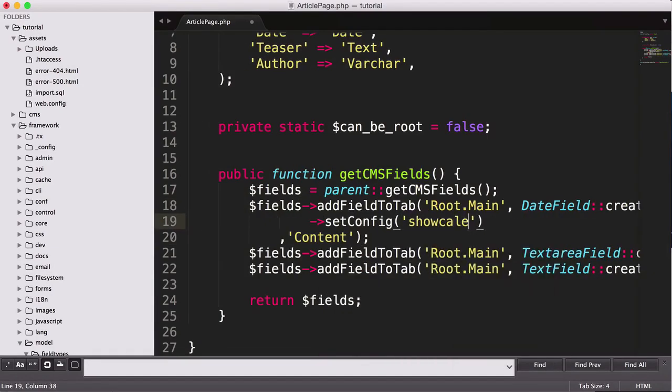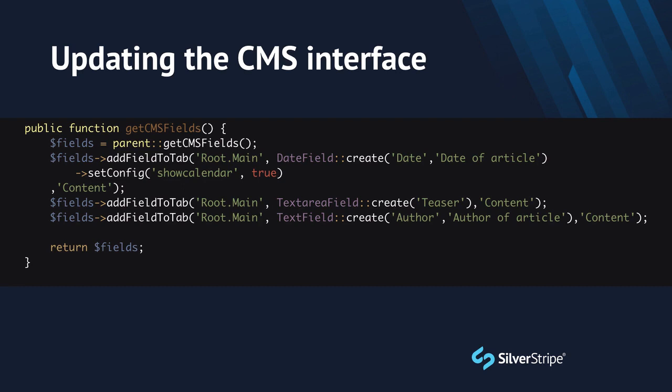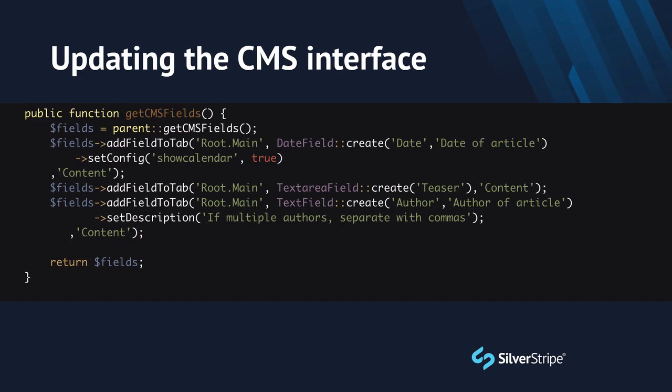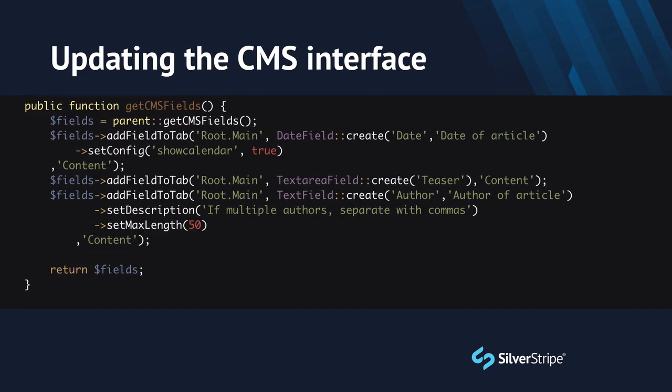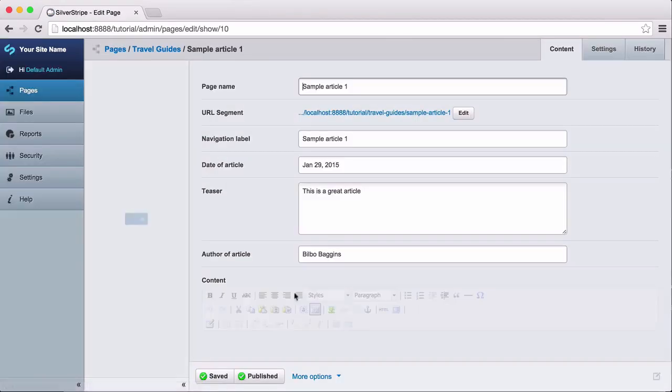Every form field exposes a public API that you can use to configure the field. In this case, the setConfig method is native to the DateField class, but other fields expose different methods. On a text field, for instance, you might call setDescription or setMaxLength. Let's reload the edit screen in the CMS and see that our changes have taken effect.